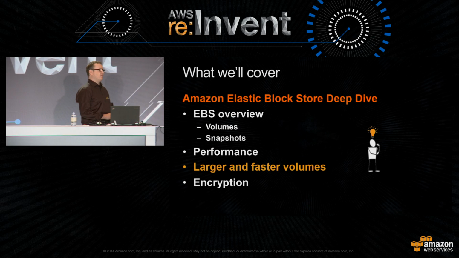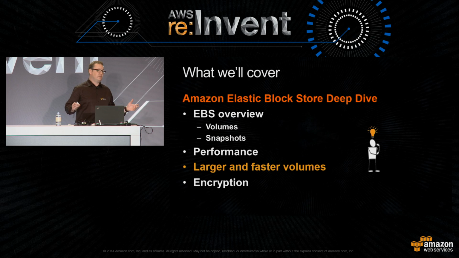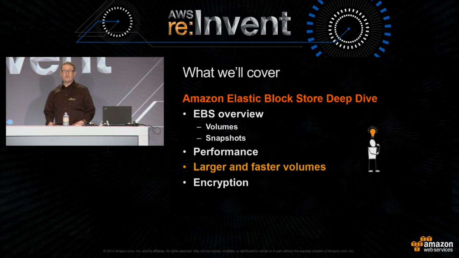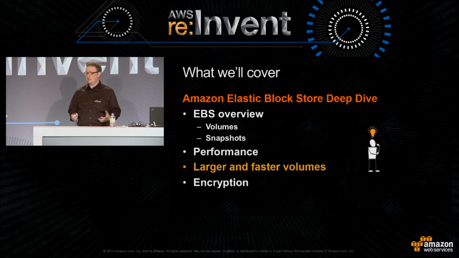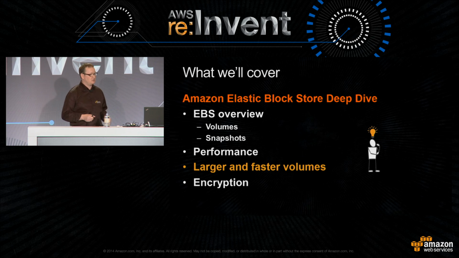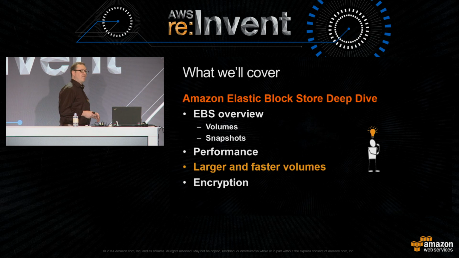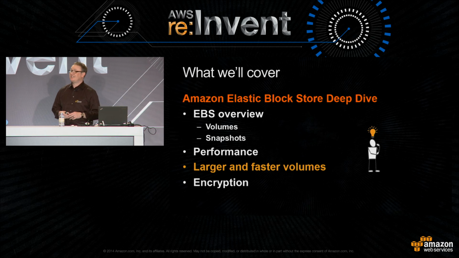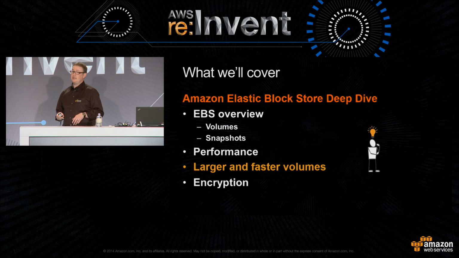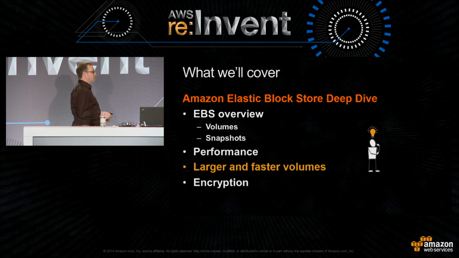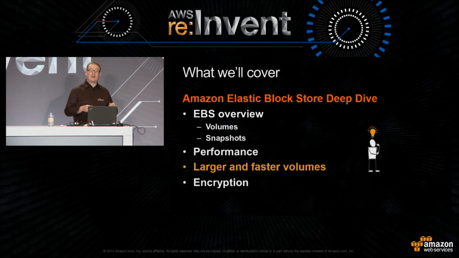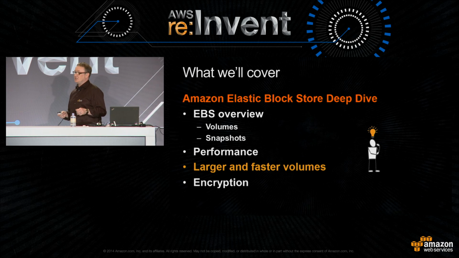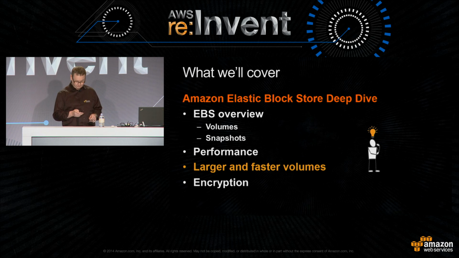What we're going to cover in this session, the EBS service deep dive, is an overview of EBS. What is EBS? We have volumes, snapshots. We're going to talk an awful lot about performance. How do we achieve performance in EBS? What kind of performance can you expect from EBS? Big shout out to Werner. I had to update my slide deck. I will be covering larger and faster volumes today. We're also going to be covering encryption, and some of the changes we announced yesterday in encryption.